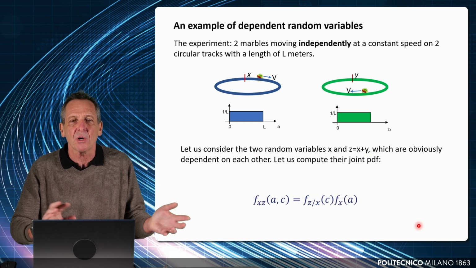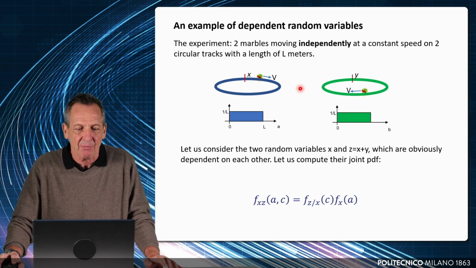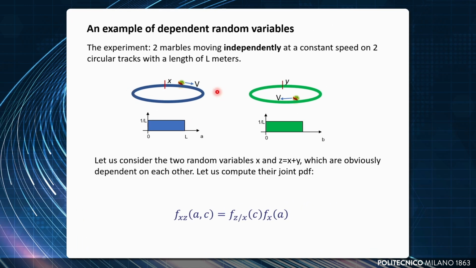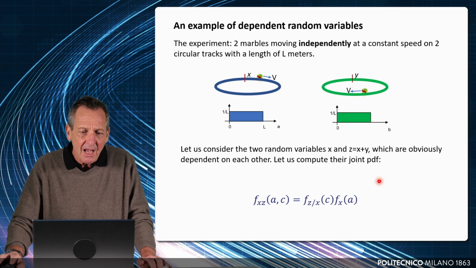Things are not so simple where we have dependent random variables. And we see this example. Again, we have the two marbles moving independently along their path as before, but now we are interested in the joint probability density function between x and this new variable z, that is x plus y. Of course, x and z are dependent one from the other, because z contains also some information about x. We introduced it by using this sum here.